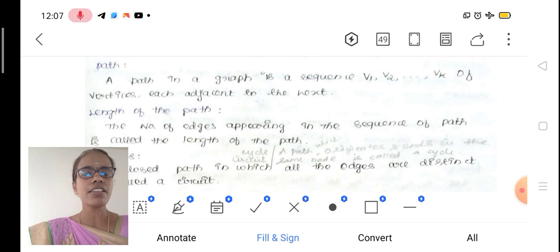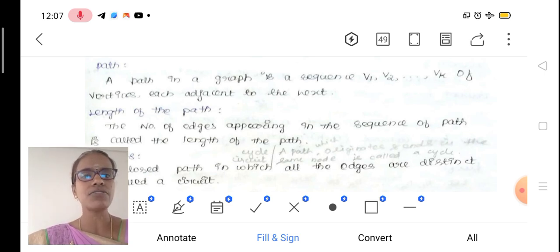So already we are in the same topic, which is graph. So many topics we covered. In today's class we are going to see basic definitions, path, connected, and based on that we will have the theorem also. Now we are going to see the definitions one by one. After that we'll move on to the theorem. So the first thing is path.